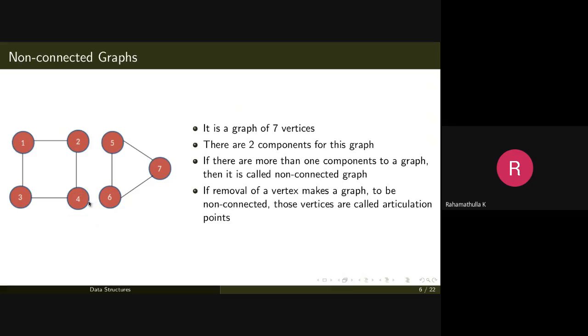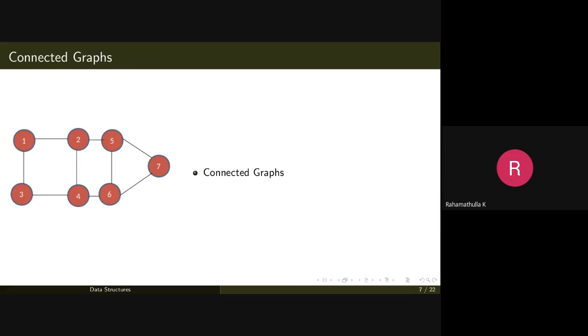For example, if you had two edges, 4 to 6 and 2 to 5, and then you remove vertex 4, the graph is still connected. So at that point, we will not say 4 is an articulation point. So if the removal of a vertex makes the graph non-connected, then those vertices are known as articulation points. So this is an example of a connected graph.